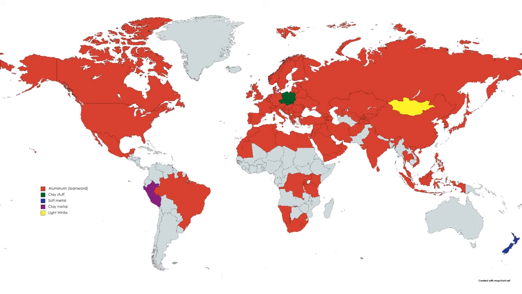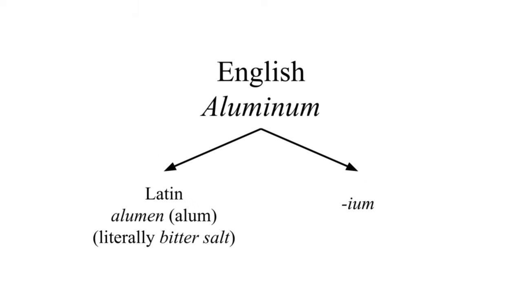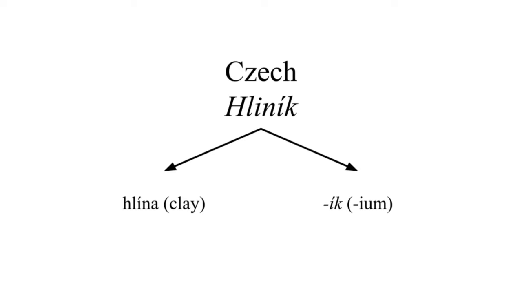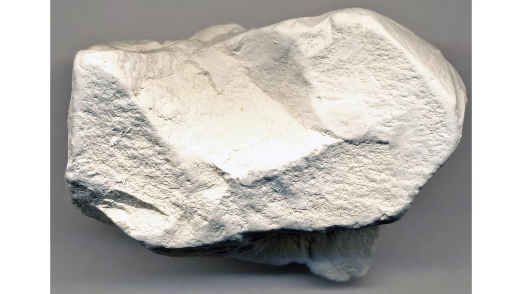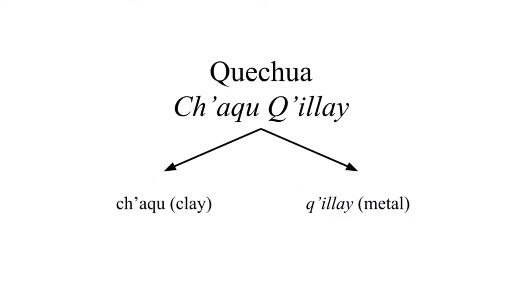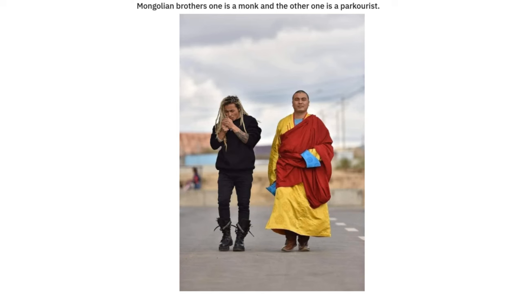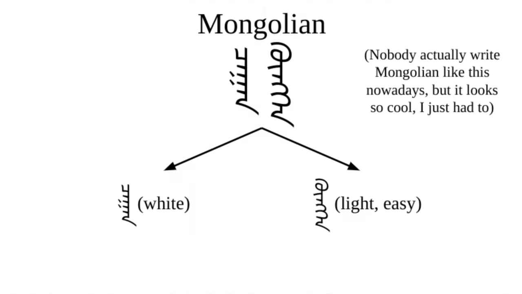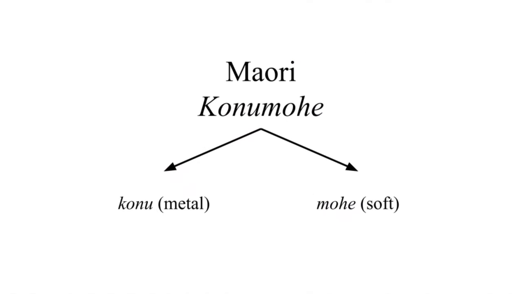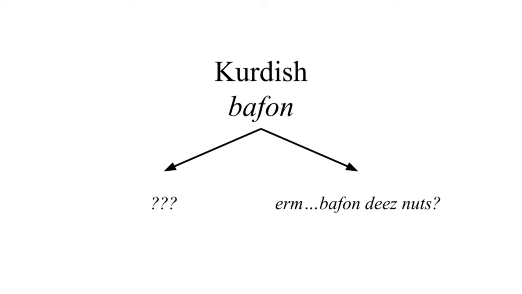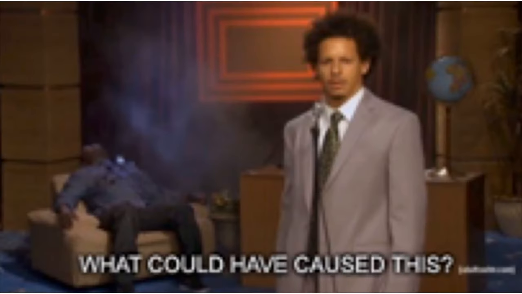Aluminum, or aluminium, is universally referred to as just aluminum. Nobody bothered to look up the Latin bitter salt to calque that, but Czech and Slovak came up with clay. Kaolin, the biggest component of clay, contains aluminum, which is why clay also makes up the jaku of the Quechua jaku kilai. It's about time Mongolian makes an appearance, handing out light white. Maori calls it the soft metal, and Kurdish uses the word bafun, or bafun, or fafun, or fafun, depending on which dialect you speak. I have no idea what could have caused this.